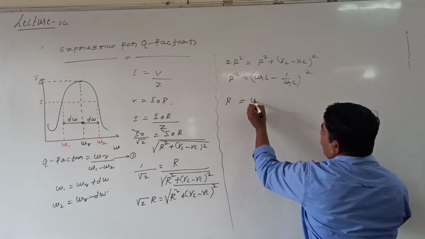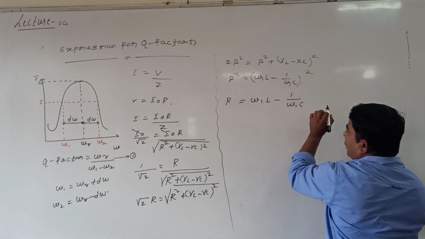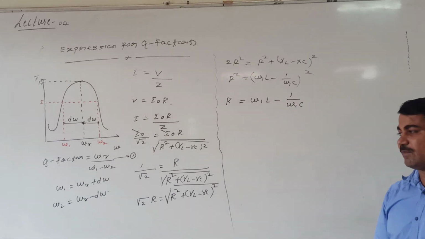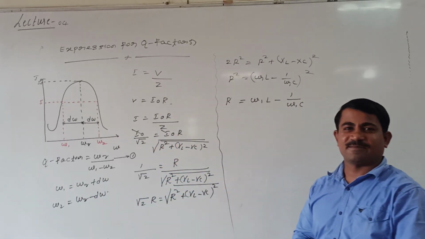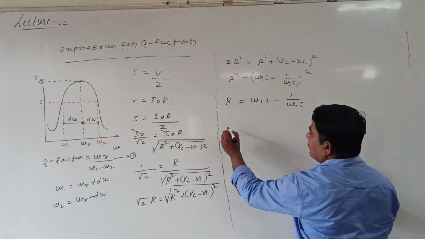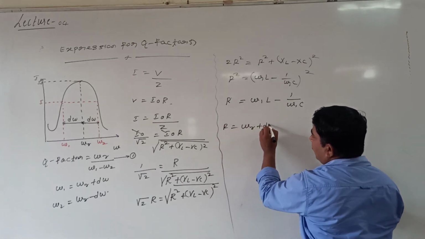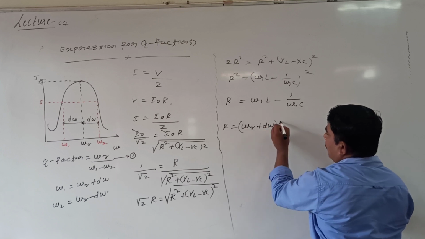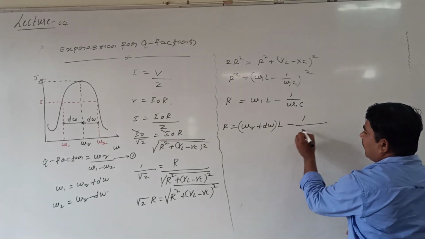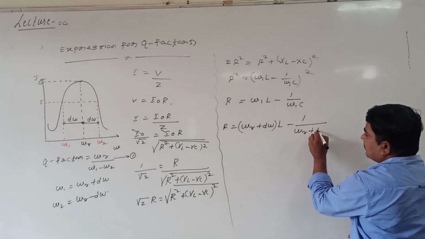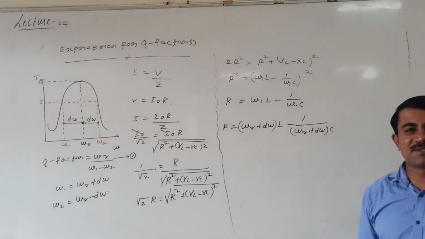R is equal to omega 1 into L minus 1 by omega 1 into C. But we know the omega formula. What is omega 1? Omega r plus d omega. Write this. R is equal to omega r plus d omega of L value, minus 1 divided by omega r plus d omega of C. Right or wrong?